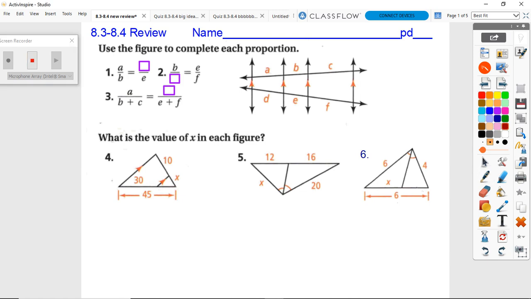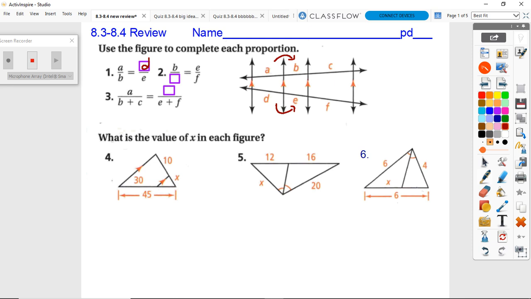Starting the party off with some proportions, and that's really the main theme of this quiz: we're going to be setting proportions up, cross multiplying, solving. The first couple questions just want to get the party started. Number one, we say A is to B as what is to E. So A is to B as D is to E.